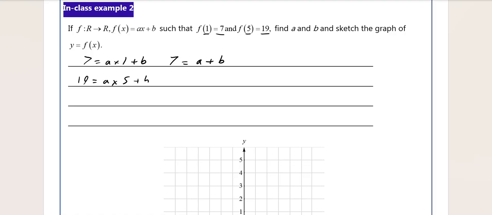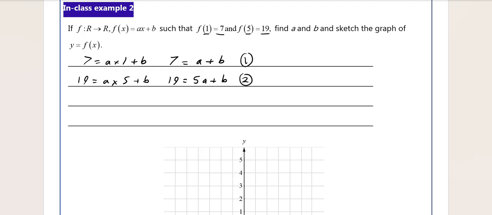So a times 5 plus b. And I can turn that into 19 equals 5 times a, which is 5a plus b, just tidying it up a bit. So I've got two equations. They both involve a and b. What I'm going to do is label the first equation as equation 1 and the second as equation 2. Both of them have a plus b in them.